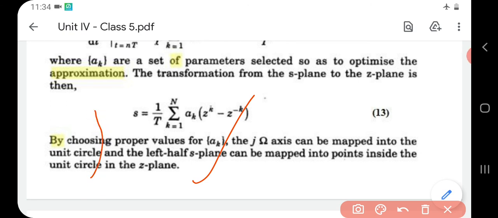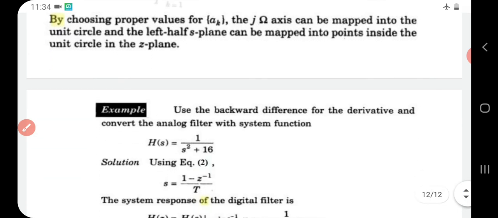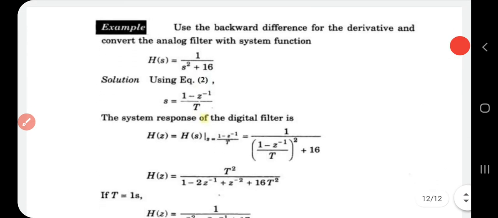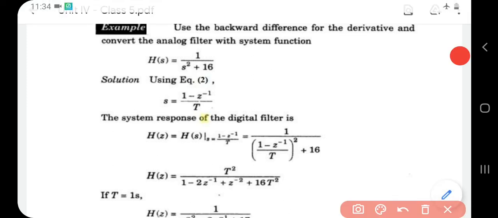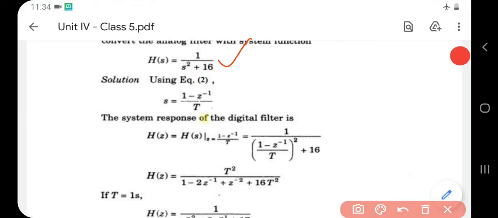Now for your exam, sometimes if they ask a problem to solve, I have represented here just a sample problem, that is using backward difference for the derivatives. From that sentence itself, you will have to understand that you are asked to solve this problem using the approximation of derivatives technique, and convert the analog filter with system function H(s) = 1/(s^2 + 16). H(s) actually stands for the system function in the S plane, that is, the system function of the analog filter.